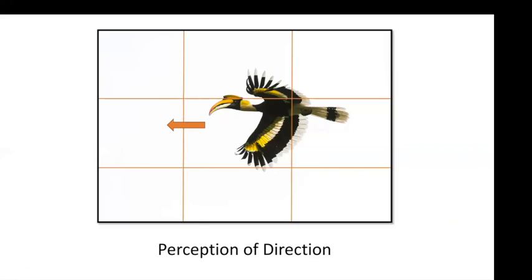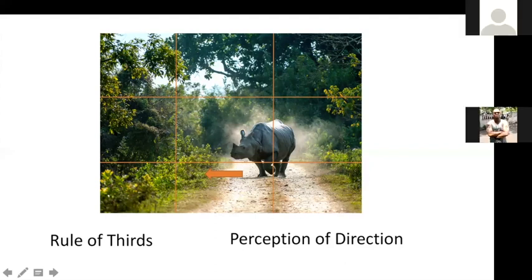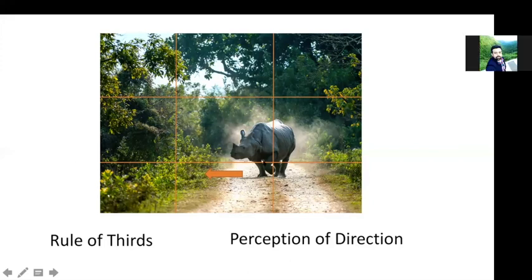be other elements playing into composition where we may not be keeping more space towards the front of a movement. Now, ideally, here both rule of thirds as well as perception of direction is playing its role. How? Of course, the subject has been kept at one of the cross sections, but then there is more space towards the left side, and that is because the subject itself is looking at the left.